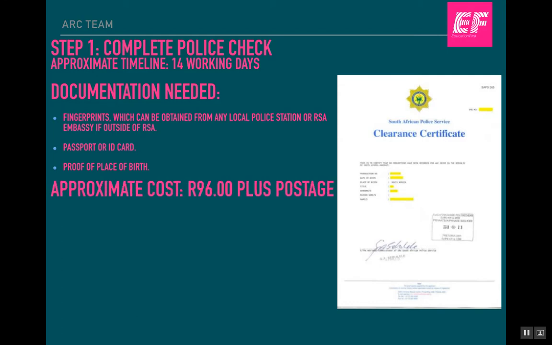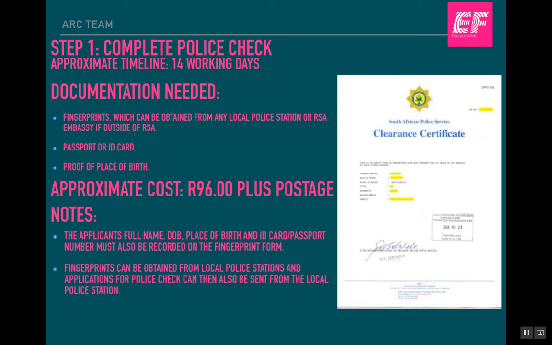The approximate cost for the police clearance check is 96 Rand plus postage if you do it through an agency or through postal service. And some things to note about this part of the procedure: your full name, date of birth, place of birth, and your ID card or passport number must be recorded on the fingerprint form. So when you're in the local police station or in the embassy getting your fingerprints taken, make sure that they record your full name, date of birth, place of birth, ID card or passport number on that form.